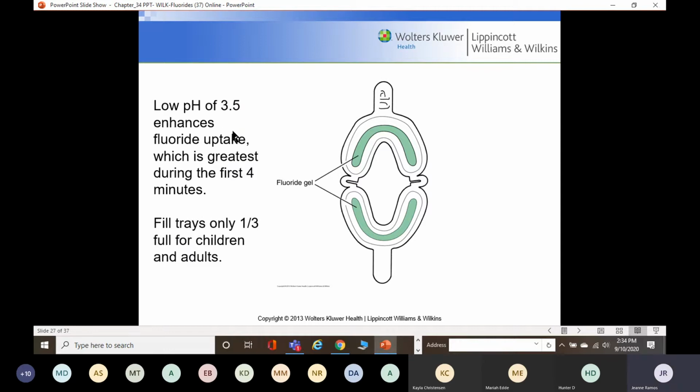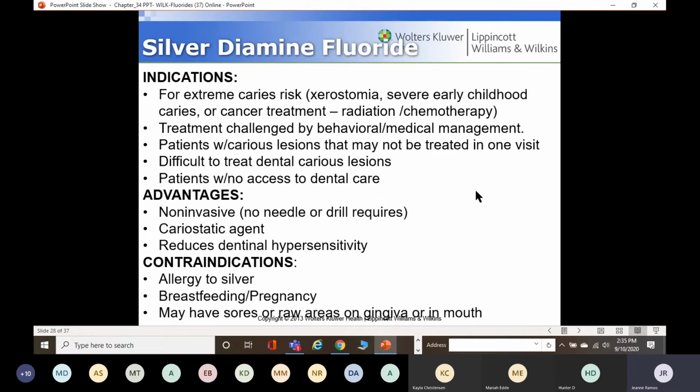So here's the low pH of 3.5. That's very acidic. It enhances the fluoride uptake, which is greatest during the first 4 minutes. This is a particular gel that obviously has to stay for what, 5 minutes? Fill trays only a third full for children and adults.